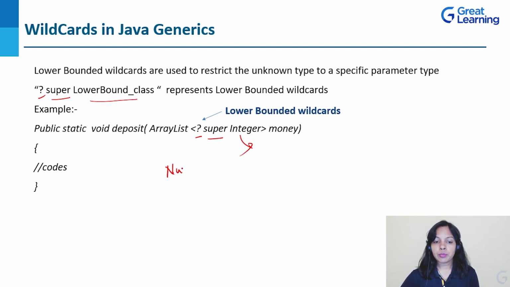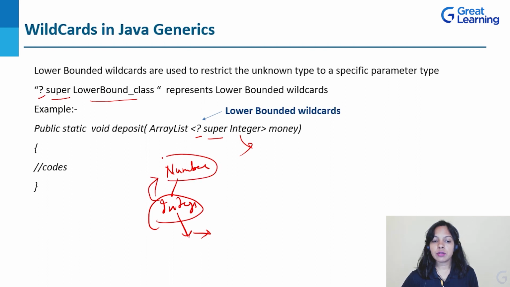Like Number is a superclass here, right? Inside this, there is an Integer class. Maybe the Integer class is also being extended by some other class, or maybe not. Then in that case, this ArrayList will be of type Integer as well as one superclass of Integer, that is your Number. Okay. So this is the meaning of lower bounded wildcards.